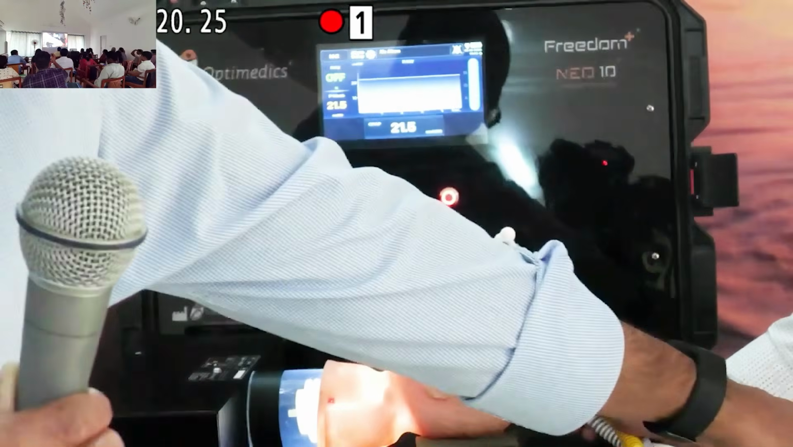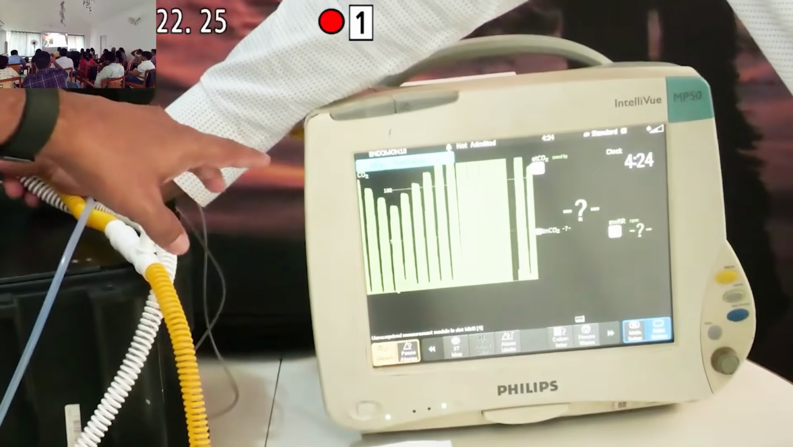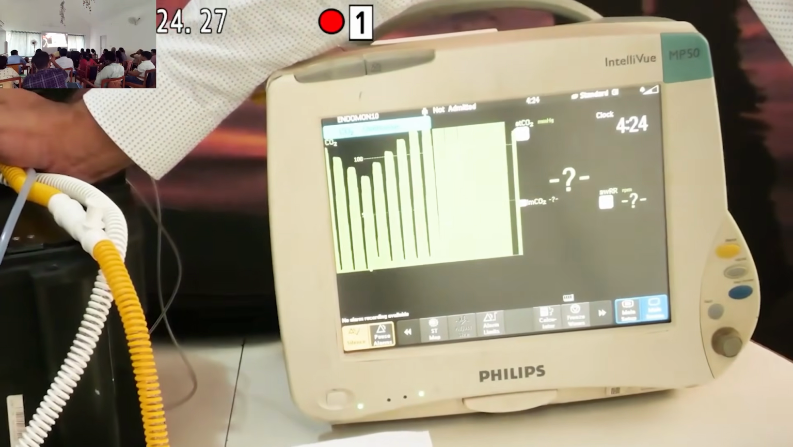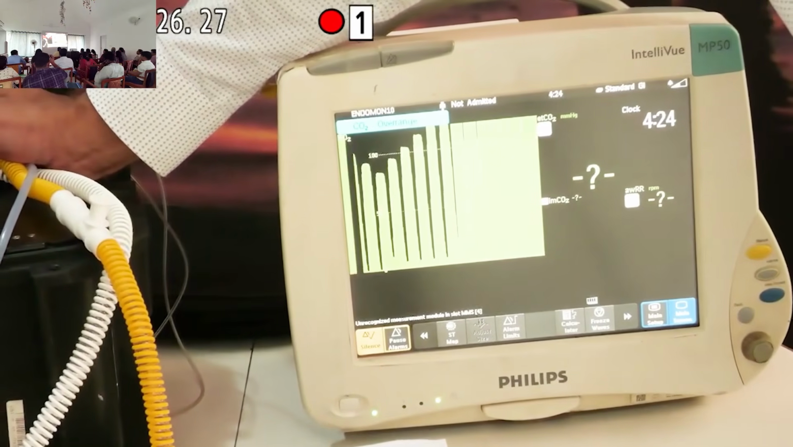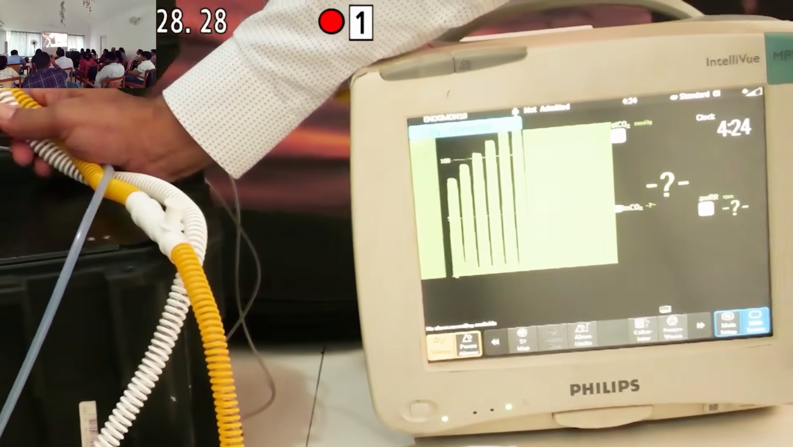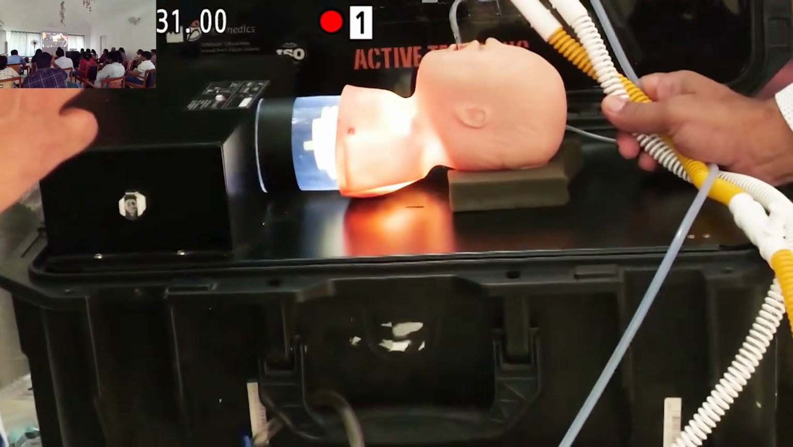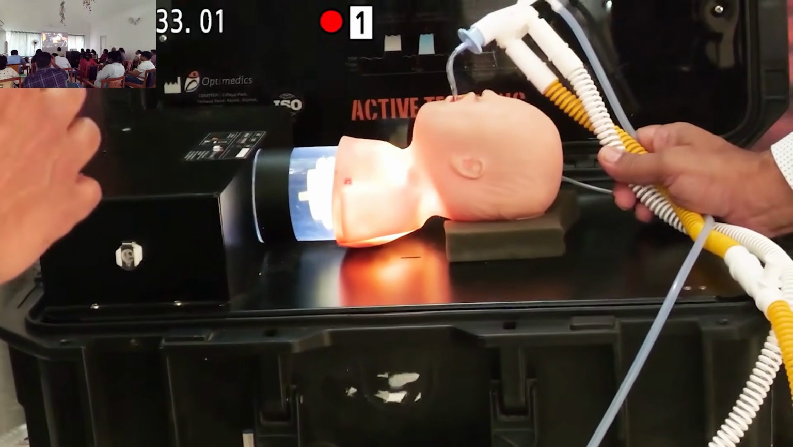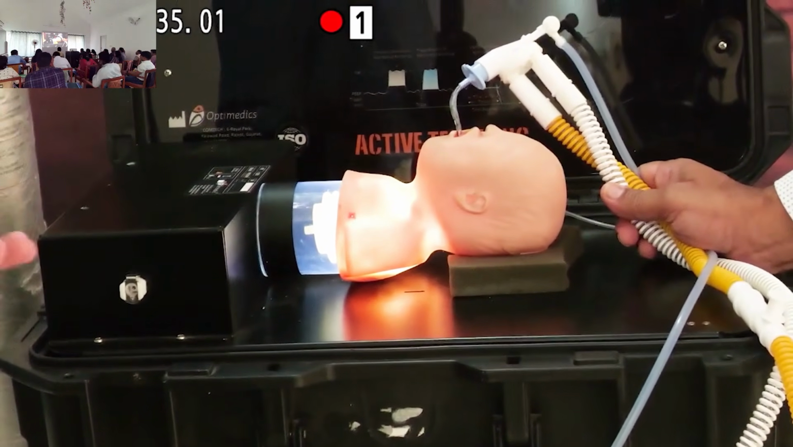So you can see here immediately the CO2 was 45 before, now it has gone up. And obviously if it's a tension pneumothorax, you'll see the baby dropping the saturation, dropping the blood pressure. And it becomes an emergency where you may need to treat it without even X-ray.